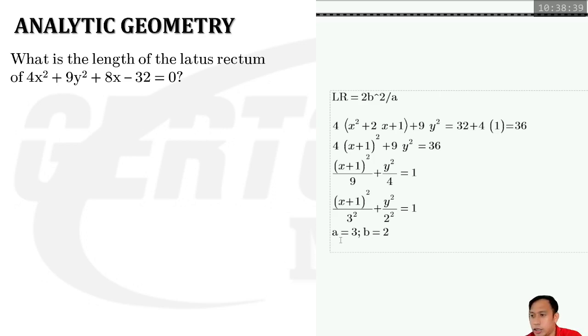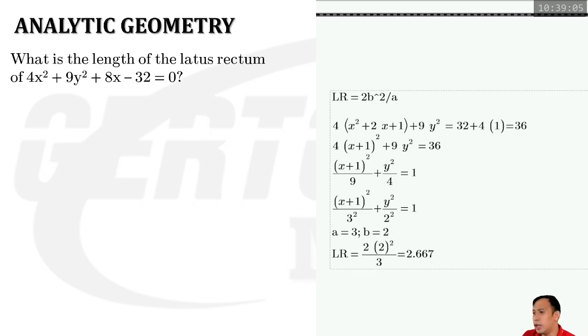LR is 2B squared over A. 2 times 2 squared over A, 3. That is 2.667. 2B squared over A. Easy ra.